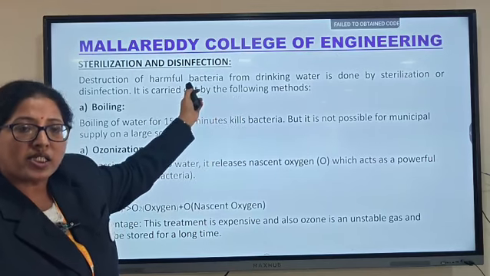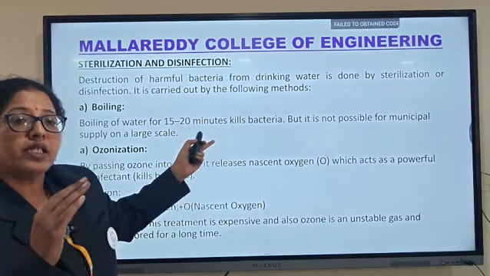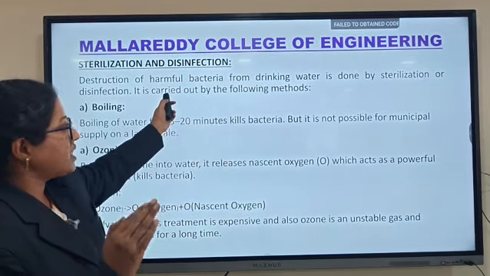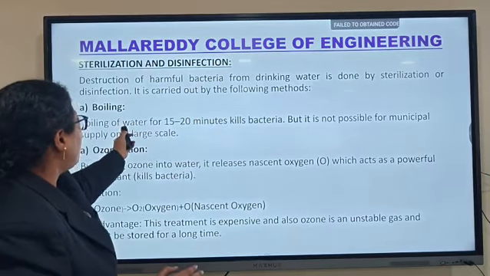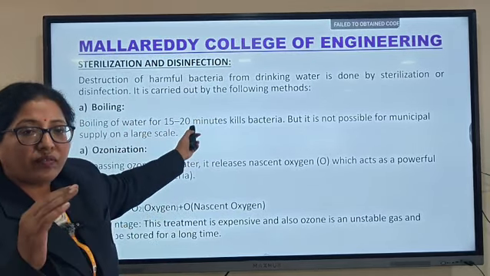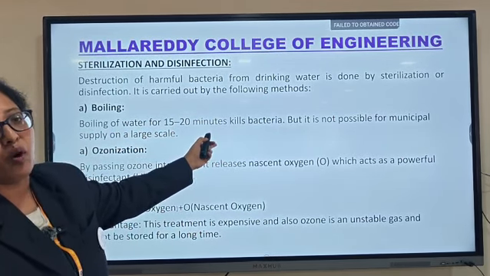In sterilization and disinfection, the destruction of harmful bacteria takes place. The sterilization and disinfection takes place by different methods. The first one is the boiling. Boiling of water for 15 to 20 minutes kills the bacteria which are present in the water.